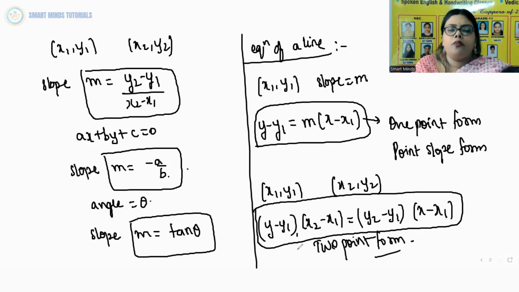If you are finding the two-point form difficult, then there is one more way. First find out the slope using the two points and then use the one-point form. Both ways you can do. Understood?